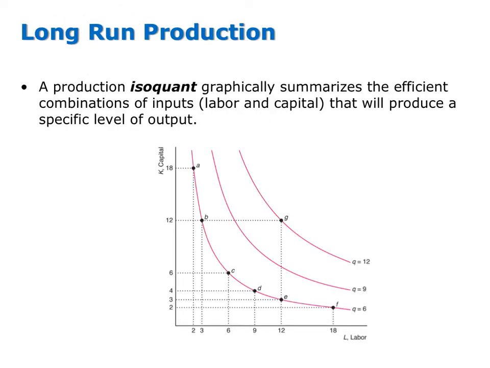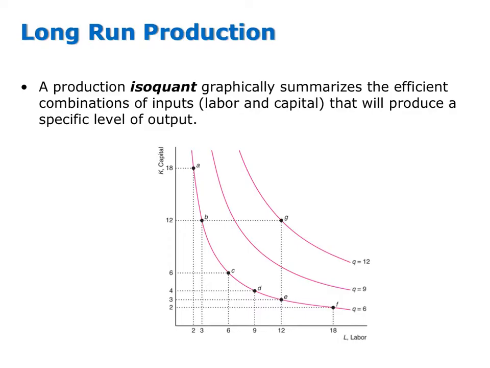Production functions can be graphically represented by isoquants. An isoquant is a level curve of a production function and graphically summarizes the combinations of inputs that produce a specific level of output. Iso means same and quant stands for quantity. So an isoquant shows all the combinations or bundles of inputs for which output is the same.